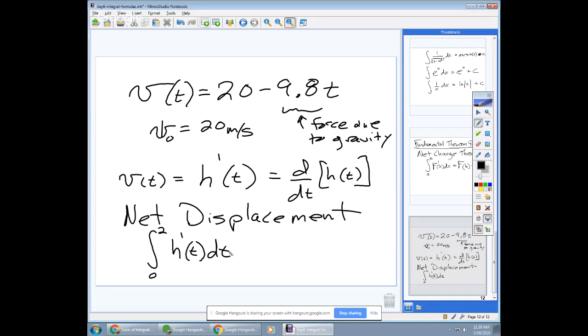That's another thing. Remember I mentioned the other day, integrals tell us net change, or net area. They don't tell us total area, because they could be positives and negatives. So in this case, I just need to find an antiderivative for 20 minus 9.8t in order to solve this, and then I can evaluate it. And that's all the net change theorem says. Okay. What's an antiderivative for 20 minus 9.8t?